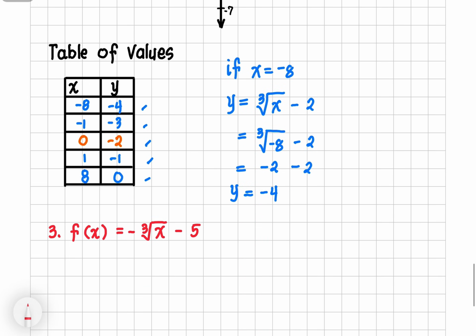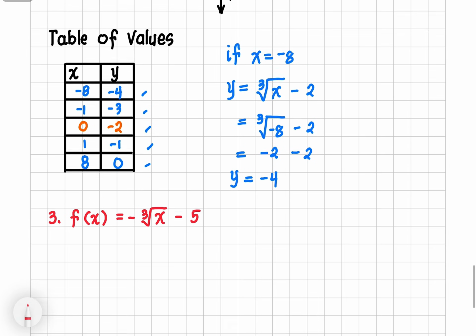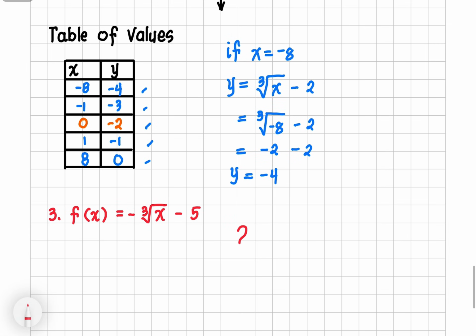For number 3, this serves as your assignment. Put it on graphing paper. In our next video, we will solve other examples where we have a coefficient, or a value of a, that is greater than 1.